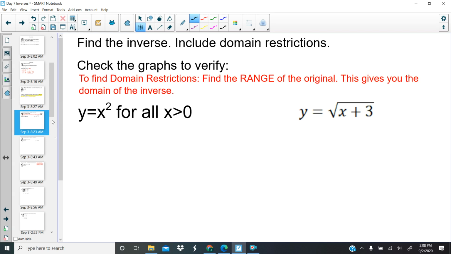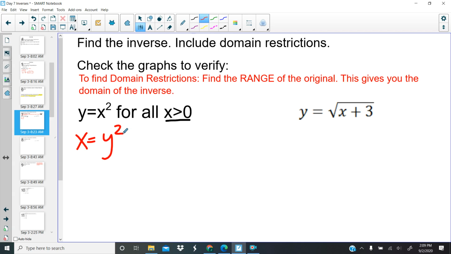So to find domain restrictions, it says you're going to have to find the range of the original. For the first one here, it gives us the domain restriction. What we're going to do is try to find that inverse and then see if it works on the graph. Right now we have y equals x squared, so now we need to switch my x and y. This is what we did a second ago on the graph. So it would be x equals y squared. And then I need to solve for y.